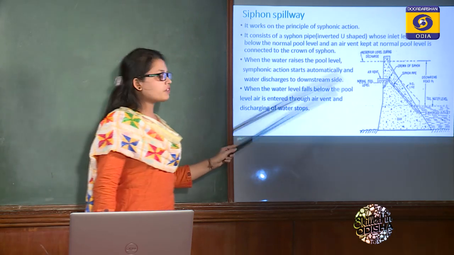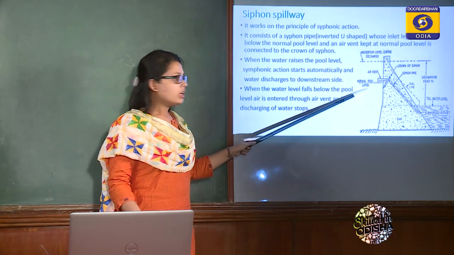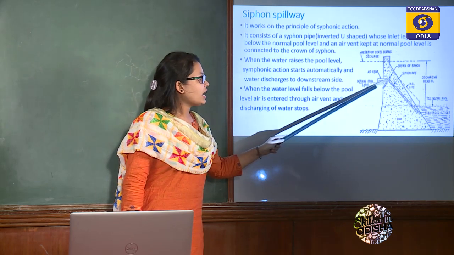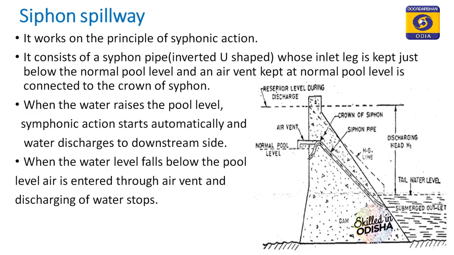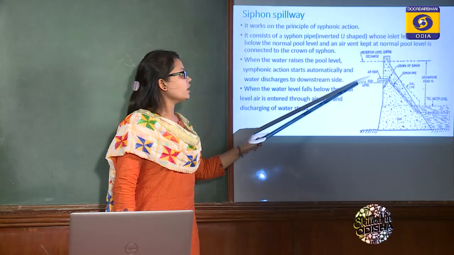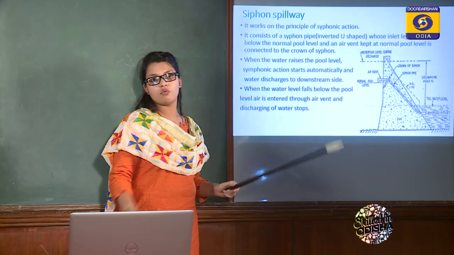And what happens after some time, when the water level falls again below the normal pool level, then air will enter and there will be an air lock in this portion, and water will not flow through it. So siphonic action occurs only when the water level rises above the normal pool level. Otherwise, air will enter into the top part and no flow of water takes place.